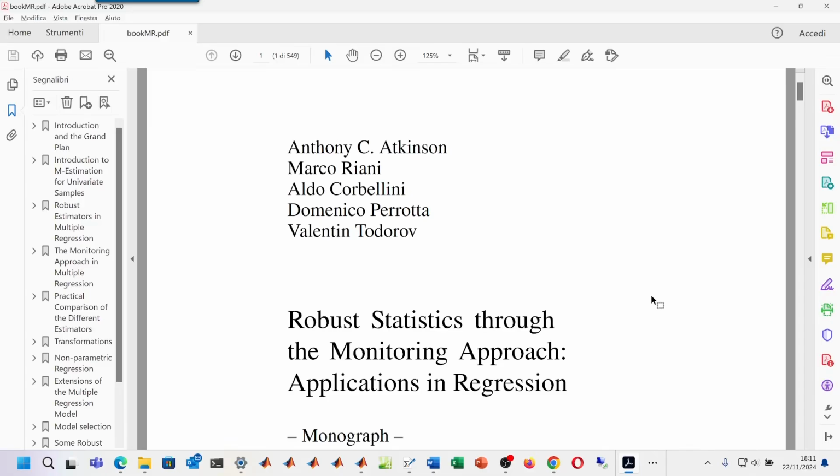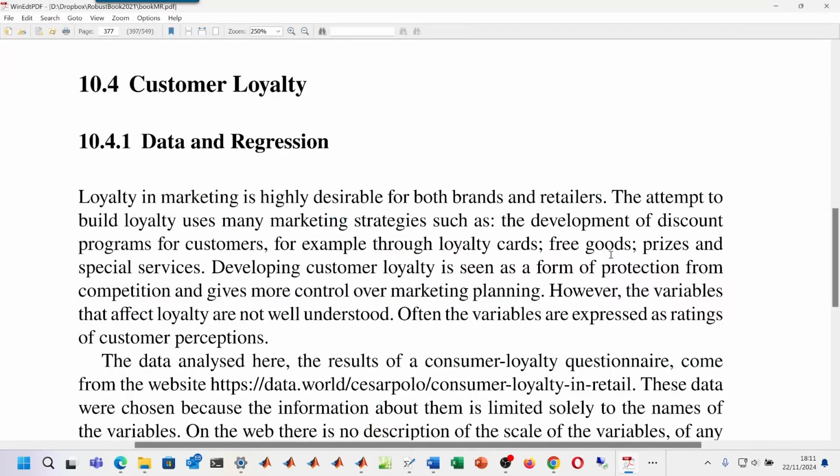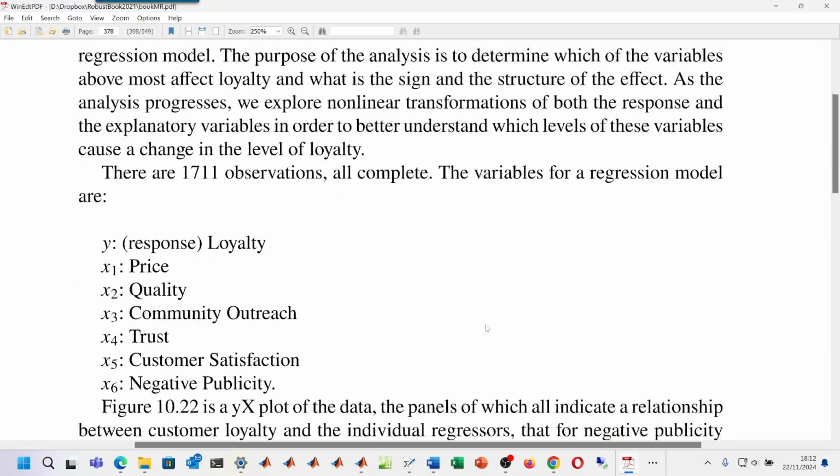I want to talk today about a set of data that we analyze in our new and exciting book about robust statistics. These data are part of chapter 10, in which we just took some data and used all the things that we could think of to analyze them. In the earlier chapters of the book, we have tended to use data to illustrate particular concepts and methods. These are data about loyalty.